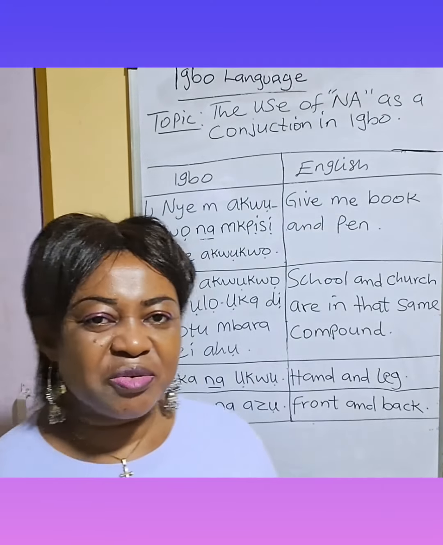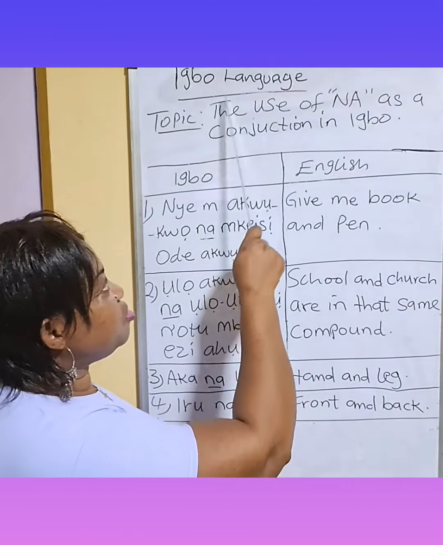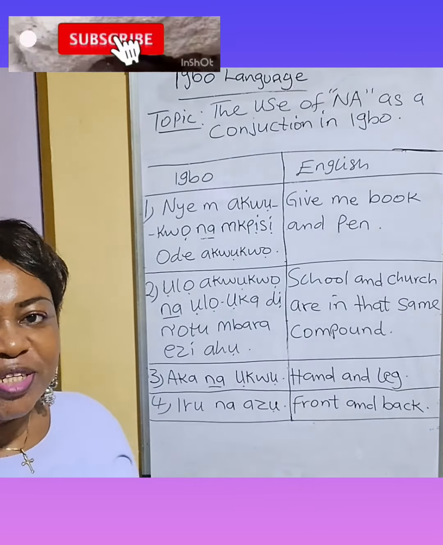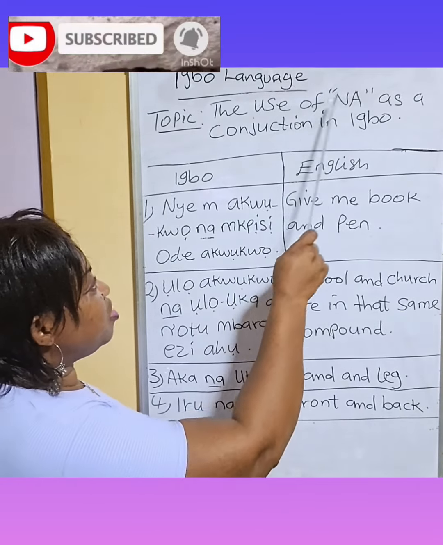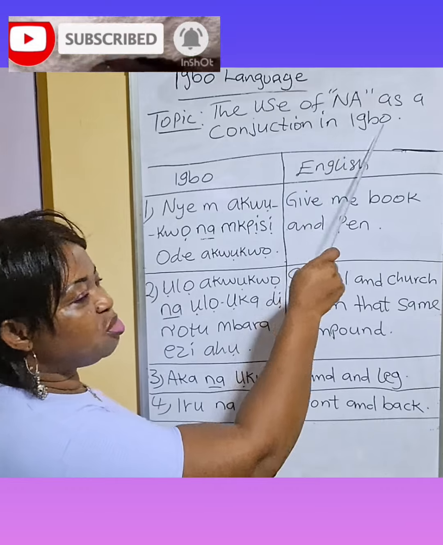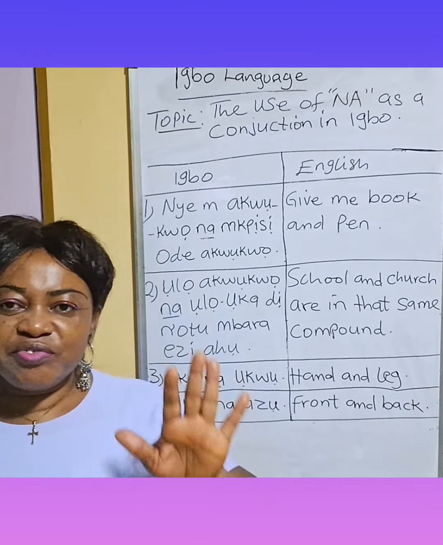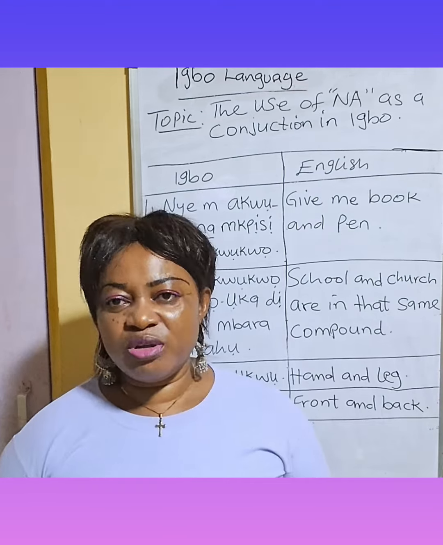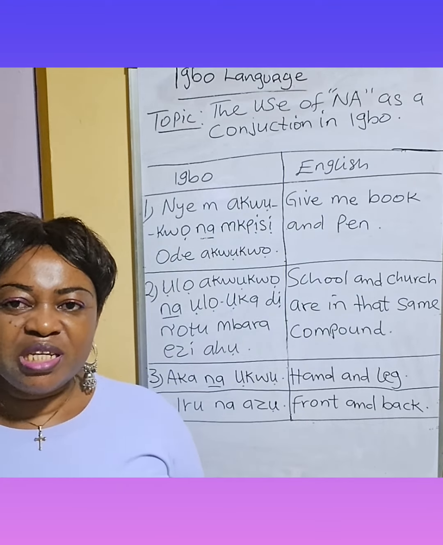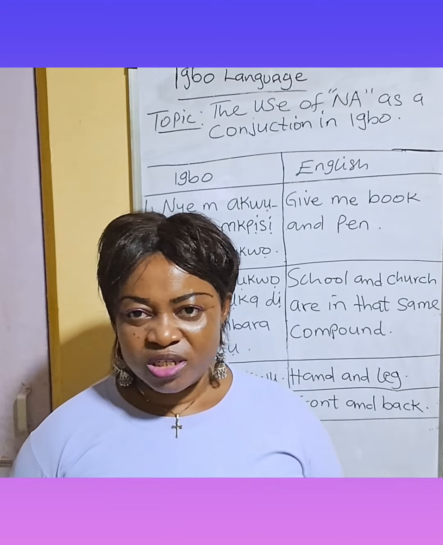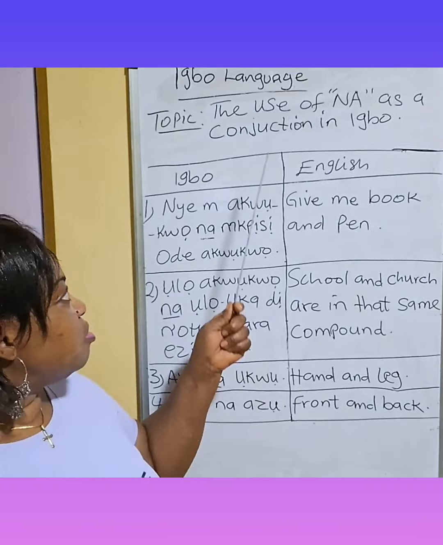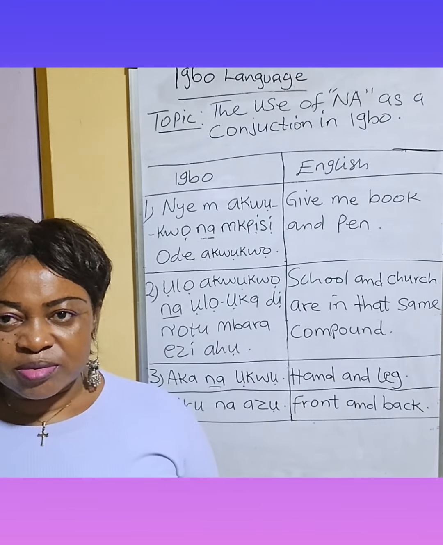We have Igbo language. Our topic says the use of na as a conjunction in Igbo sentences. Remember, we have 5 uses of na in Igbo language. We have been learning about other ones, like 4 of them. Conjunction is the 4th one.